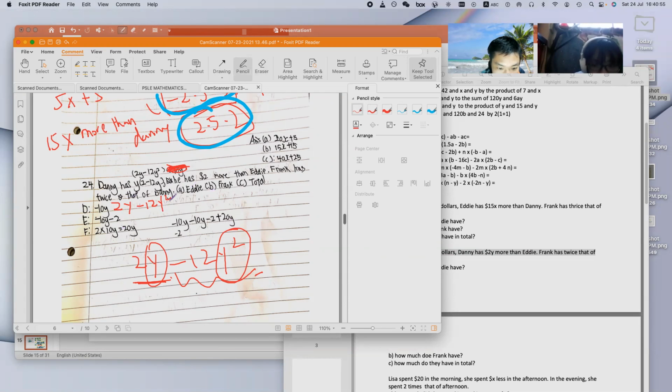And then what it says here is Danny has $2 more than Eddie. So Danny actually has more than Eddie. So Eddie has less. That's why you minus 2, right? Yeah. Very good.